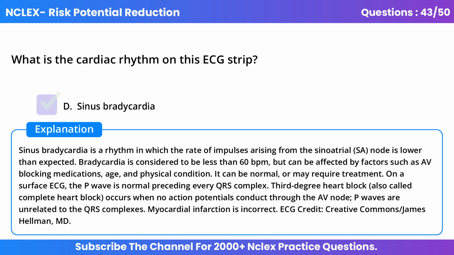On a surface ECG, the P wave is normal, preceding every QRS complex. Third-degree heart block, also called complete heart block, occurs when no action potentials conduct through the AV node. P waves are unrelated to the QRS complexes. Myocardial infarction is incorrect. ECG credit, Creative Commons James Hellman, MD.